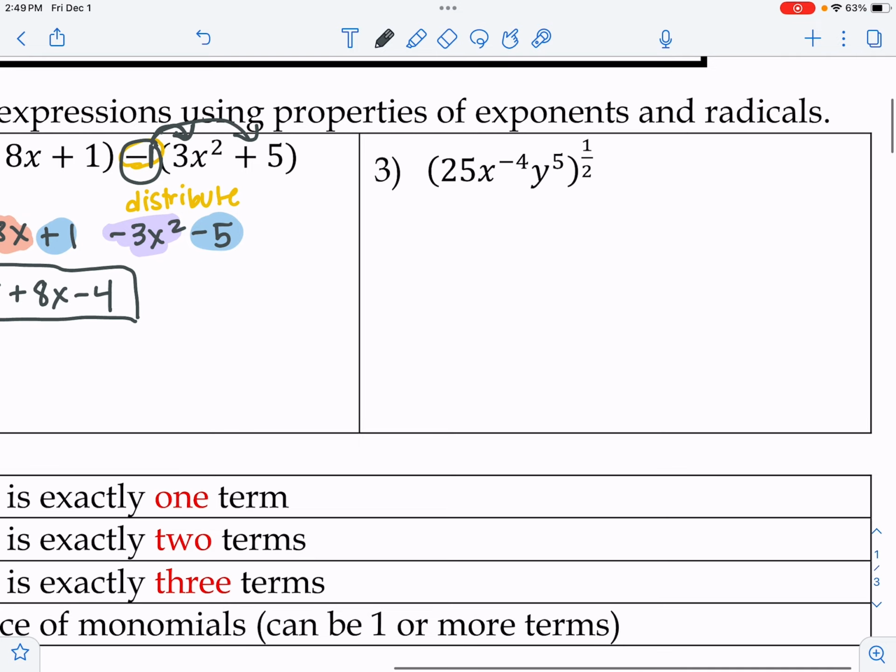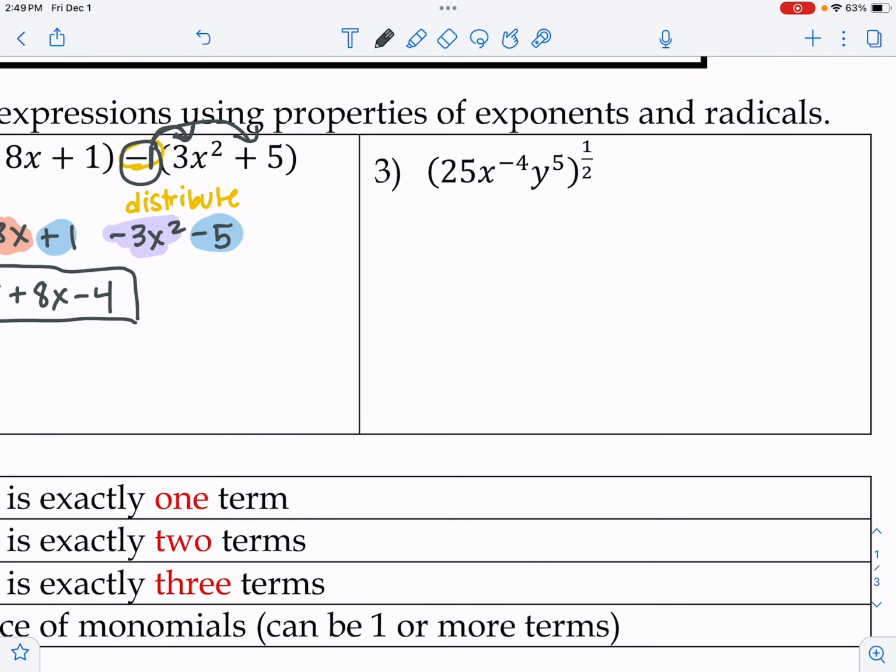All right, this last problem is just a review of exponent rules because that's also part of this unit. And whenever you have an exponent outside the parentheses, as long as you are multiplying or dividing inside those parentheses, you're allowed to distribute it. And so this 25 would get the exponent, the x would get the exponent, and the y would get the exponent. So that's a big 25 and a small 1/2, a little 1/2. Make sure it stays that way because that's 25 raised to the 1/2 power, not 25 times 1/2.